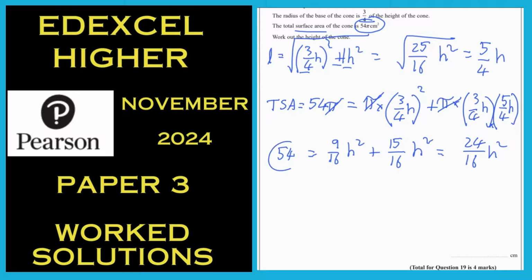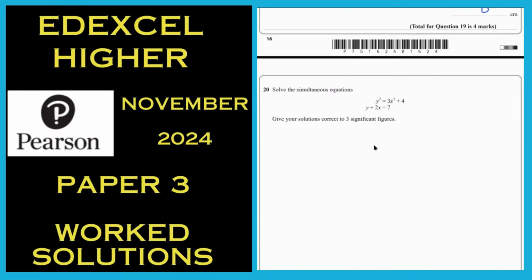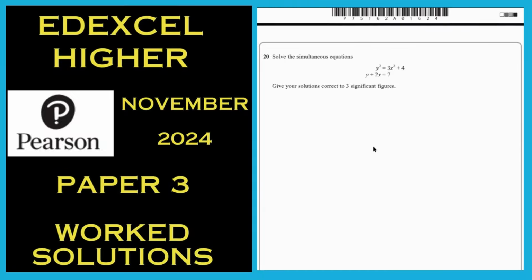You need to take 54, stick it in your calc, times by 16, you get a big number, 864 I think, divide by 24, and guess what? You get a lovely, nice, easy looking answer. h is 6. Yep, not -6 though. We ignore the negative because we're talking about lengths. On we go. Number 20.